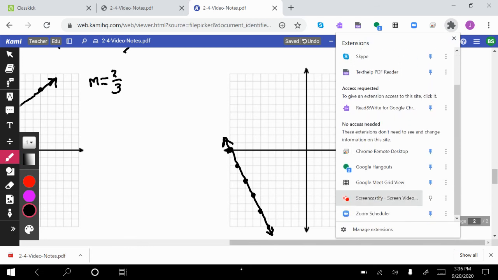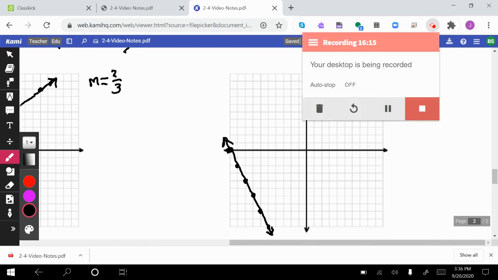So I'm going to stop my video there. Again, you can always slow down and speed up as you need to, and we'll go over this in class as well, so come prepared with questions if you have them.